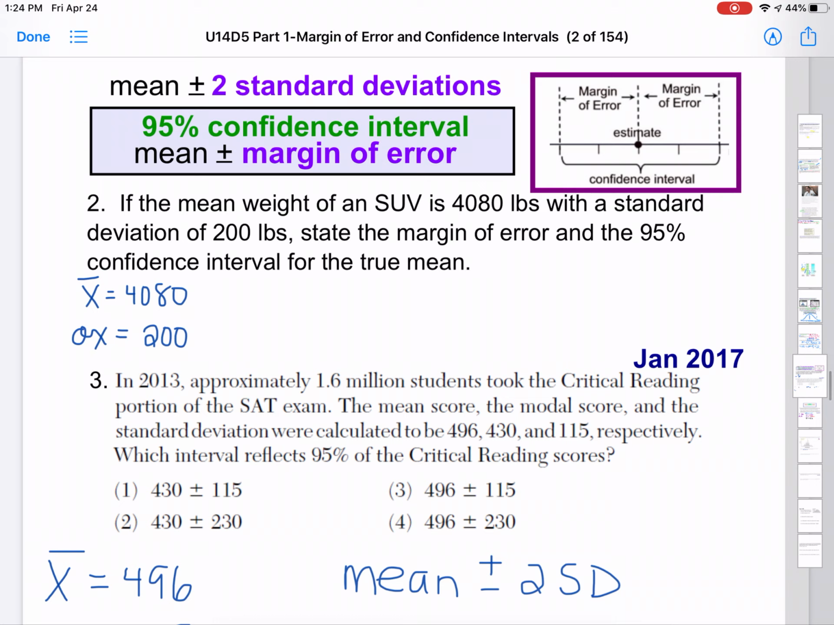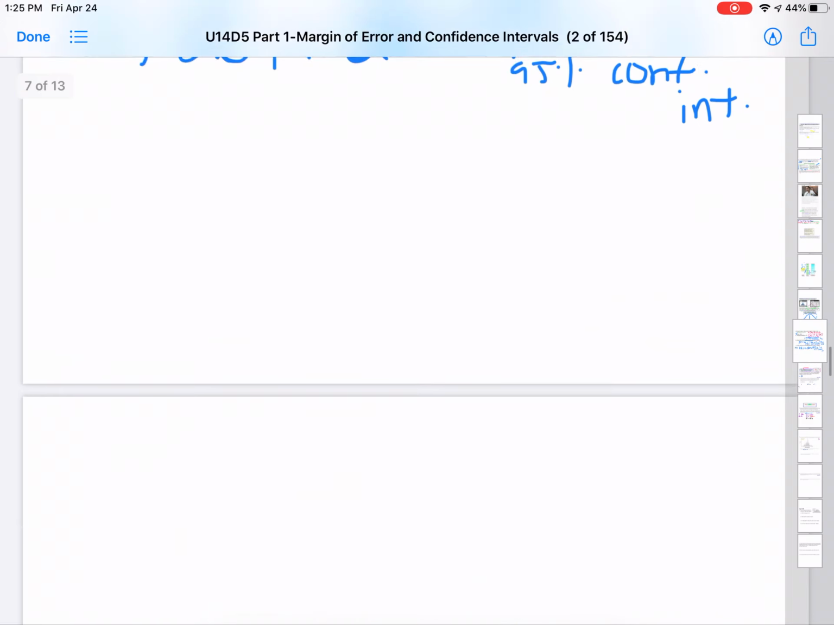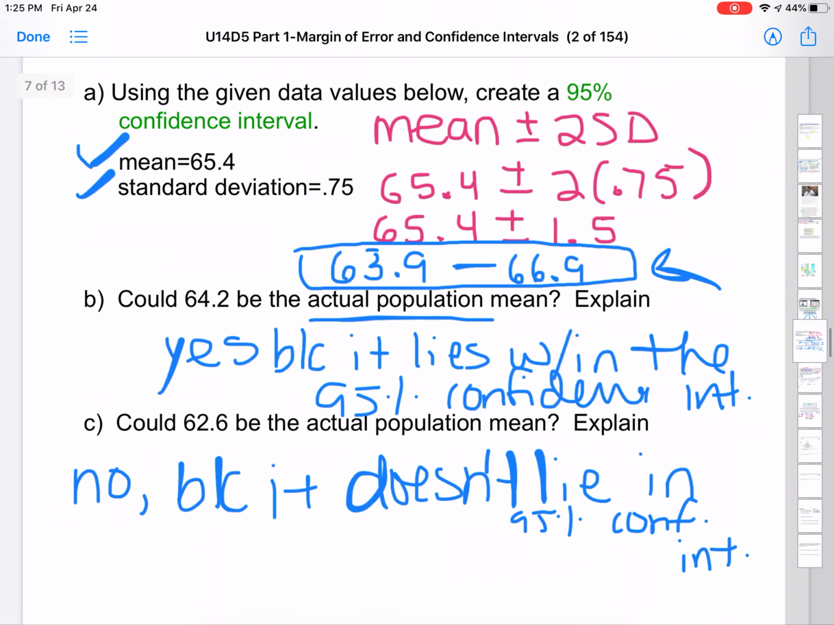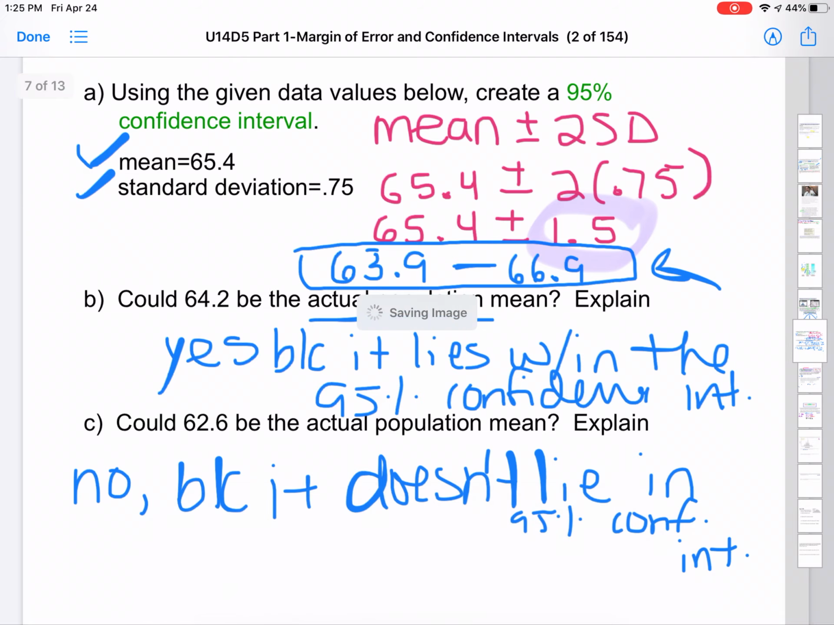All right, so there's a special name for when you do 2 standard deviations. This number right here that you add or subtract to both sides has a special name. It's called the margin of error. So we're going this way and this way, the same amount. That amount that you go is called your margin of error. In that last question that we did, the margin of error was 1.5. That's something they ask you sometimes too.